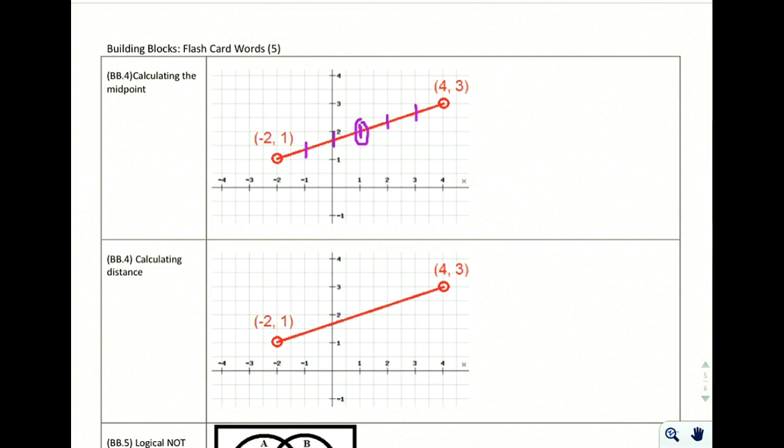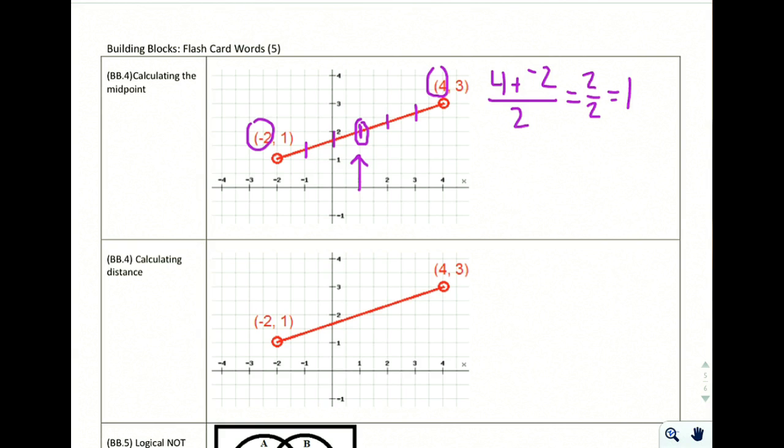I can also do it analytically, where I take my x's first. If I take the 4 and the -2, and I want to find the average of those two numbers, whenever you find the average of two numbers, you add them together, so 4 plus -2, and then you divide by however many numbers you have. So in this case I have two numbers, so I divide by 2. 4 plus -2 is 2, and then I'm dividing by 2, and that's going to equal 1. So that's my x-coordinate, because I took the average of my two x values. And you can see here that on my graphical view, having x equal 1 actually makes perfect sense.